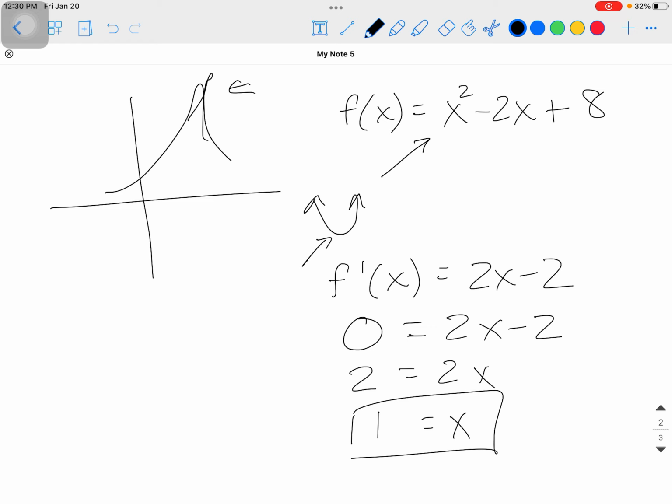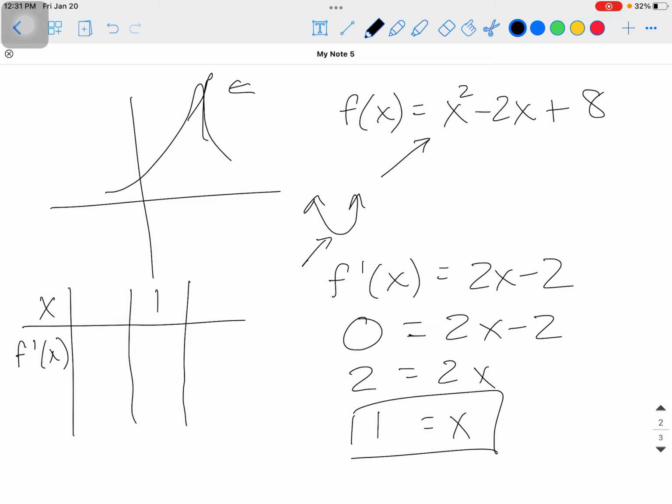is sometimes called a sign chart. So if we make a little table with x values and f prime of x values, and we throw 1 kind of right smack dab in the middle here, and then we look at a number to the left of 1, something smaller than 1, and something larger than 1. We essentially want to look at the derivative, right? The slope around that value. Look at the behavior.